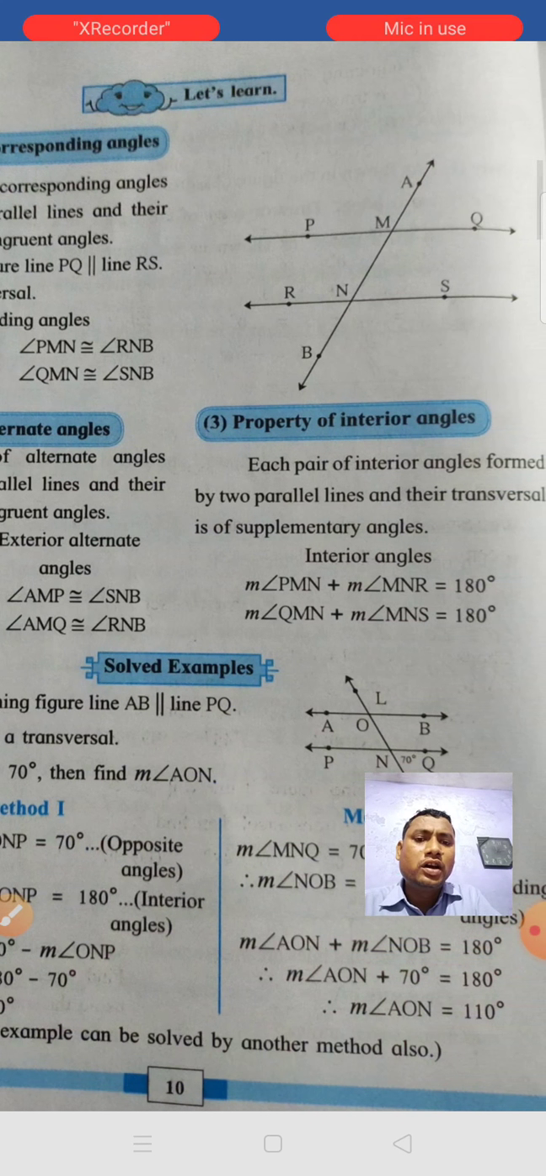Now see the figure. Angle PMN and angle MNS, this is the first pair of alternate angles. Angle QMN and angle MNR, this is the second pair of alternate angles. So according to this property, we can say that angle PMN and angle MNS are congruent. Angle QMN and angle MNR are also congruent. According to this property, alternate angles are congruent.